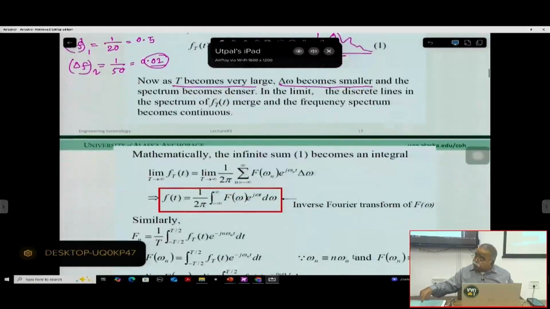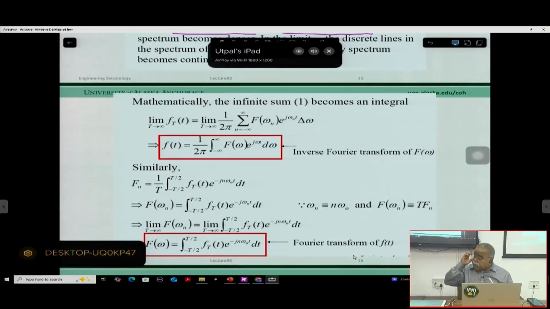So in case you calculate f(t) from your F(omega), this is what you call the inverse Fourier transform. And if you calculate F(omega) from your f(t) values, then this is the Fourier transform. So this one will have the minus, but this will have the plus. Okay, so that part is fine.